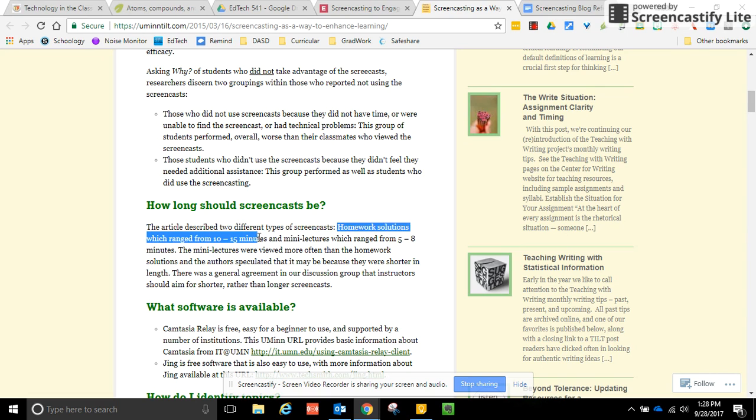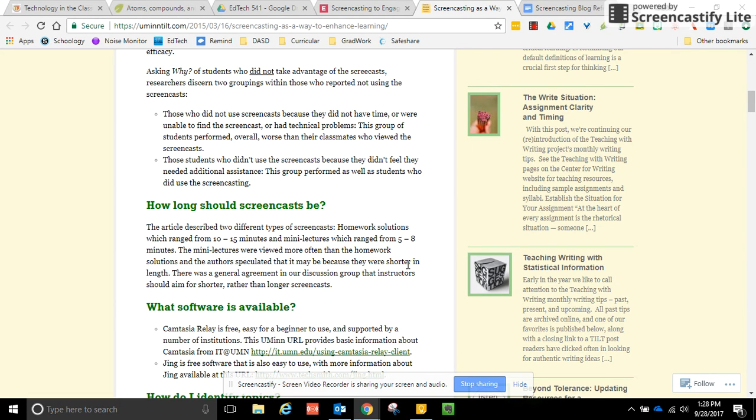Homework solutions, 10 to 15 minutes, going over those examples, how to solve things, how to work examples, how to work problems. And then mini lectures, which are 5 to 8 minutes. Now, something like today's class, where I lectured for almost the entire part of class, even though there were examples and questions and sort of interactive things involved with it, still the length of that lesson is rather lengthy.